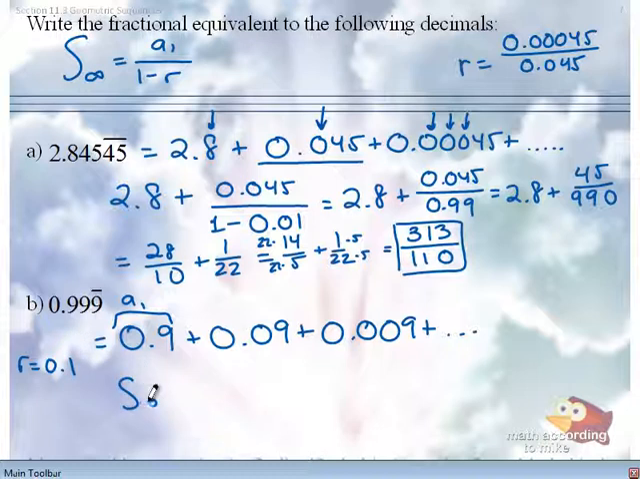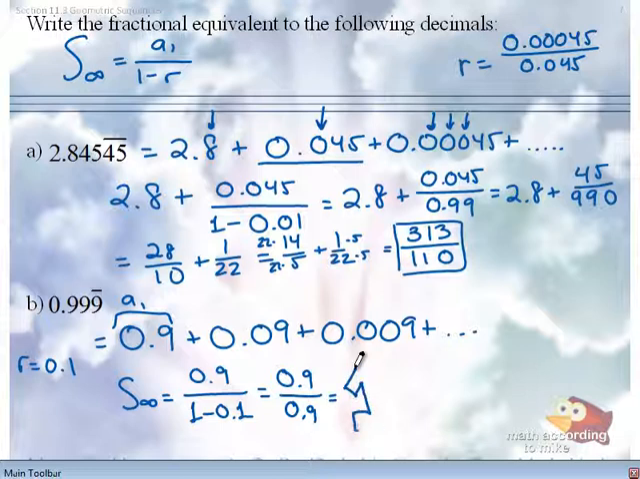So we'll have s sub infinity is a sub 1, 0.9, over 1 minus r, 1 minus 0.1. We'll notice that's 0.9 over 0.9. What is 0.9 over 0.9? 1. Fancy. So 0.9 repeating is 1. There's actually a couple of proofs for showing 0.9 repeating is equal to 1. This happens to be one of them. You could also show it using a system of equations.